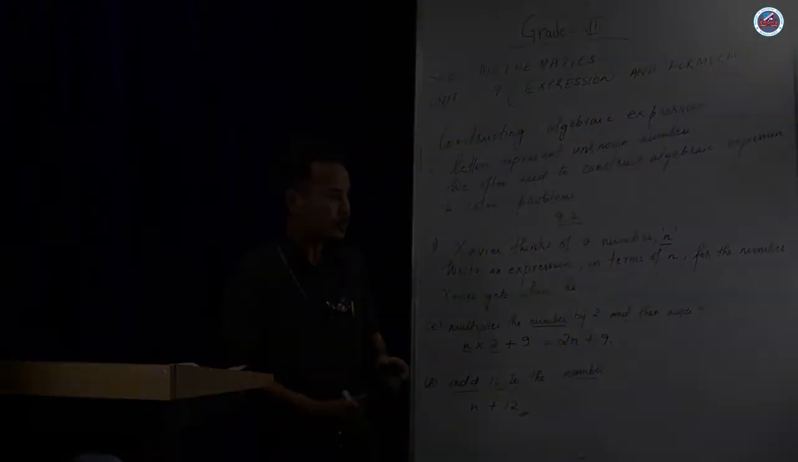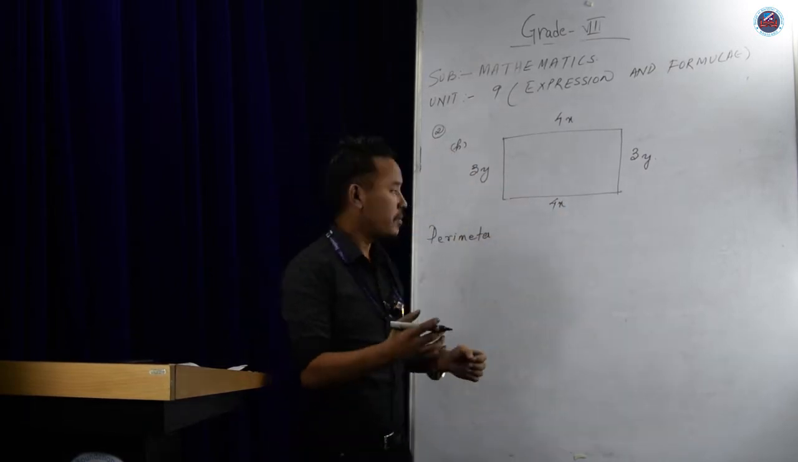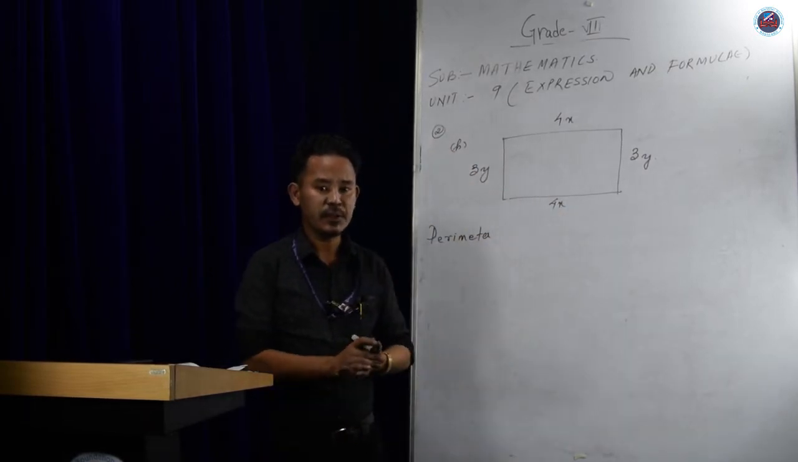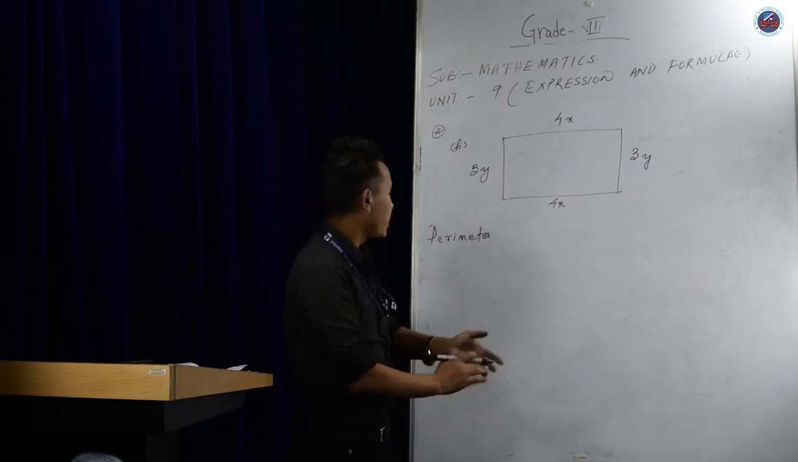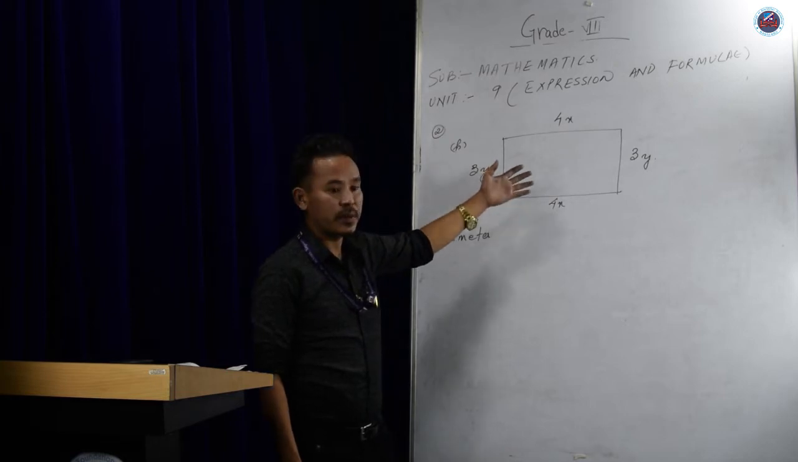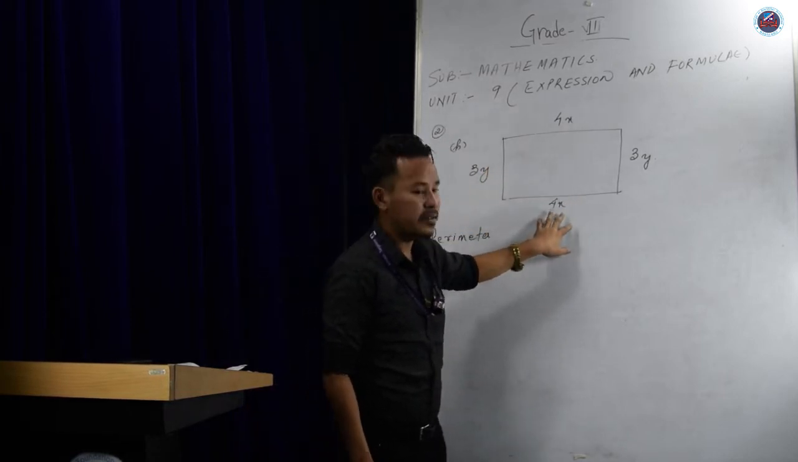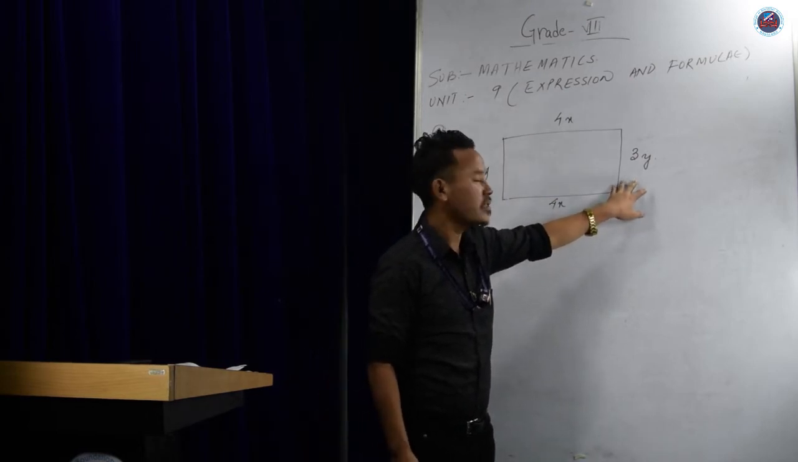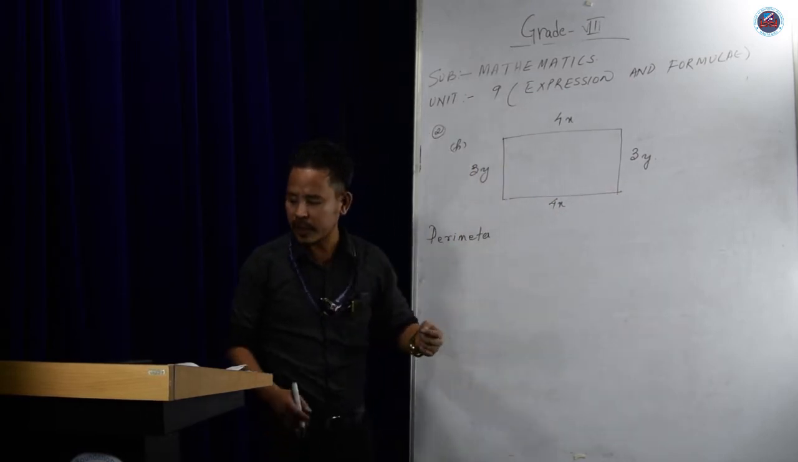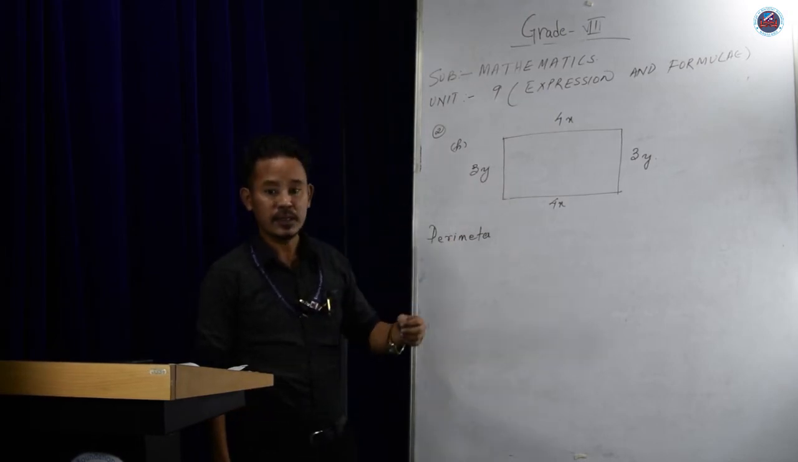That is very important. Next, we have question number 2, where we are asked to find the perimeter and the area so that we can construct an expression. As you can see from the figure itself, it's a rectangle, right? The length is given here as 4x and the breadth as 3y. So we are asked to write an expression for its perimeter and also for its area.